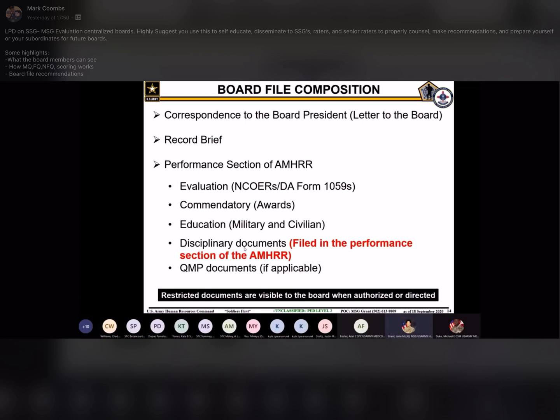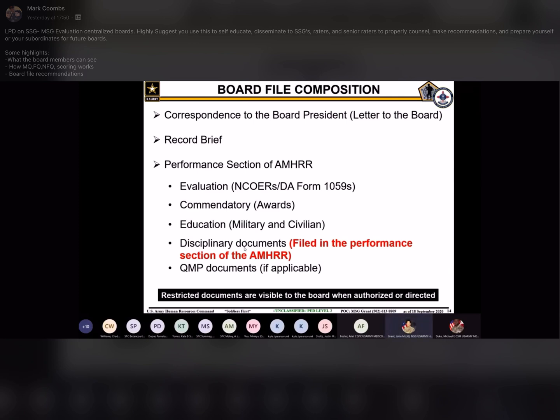Correspondence to the board president, so a letter to the board. I'm not sure if anyone on here has done a letter to the board, but I can tell you a letter to the board normally hurts soldiers, depending on why they wrote a letter. So for some reasons, there are legitimate reasons for writing a letter.